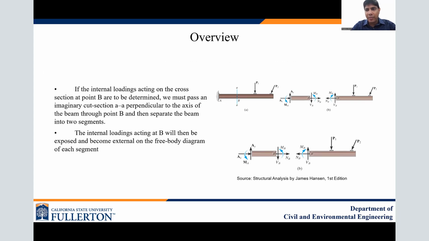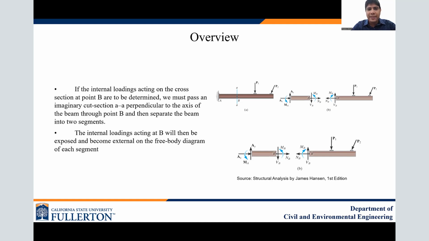So here you see one example of a cantilever beam where one side of the beam is fixed, the other side is free, and we have two loadings acting on the beam. One is a concentrated load P1 acting straight downward, the other is P2 acting inclined at the free end of the beam. And our aim is to find out, let's say, at point B, which is our point of interest, the internal forces. So to find the internal forces at point B, what do you need to do?